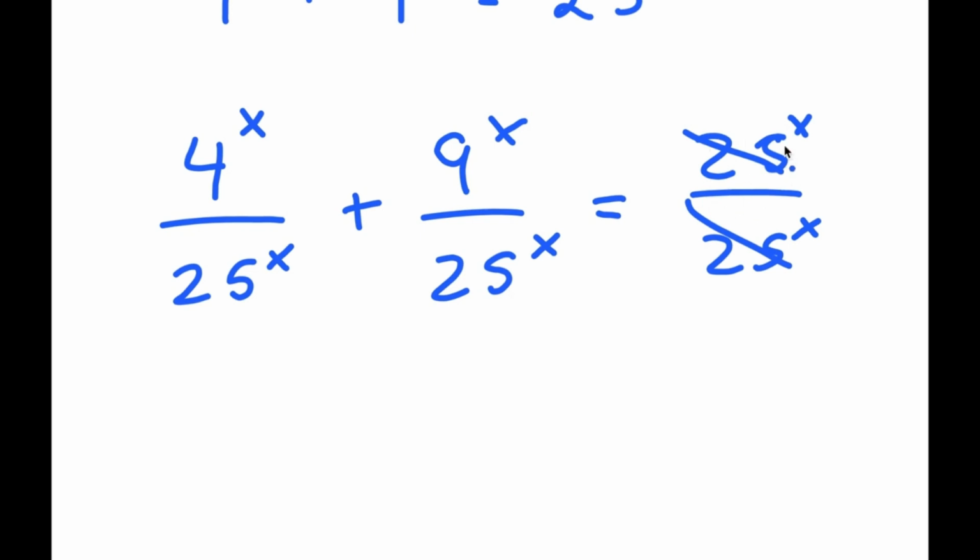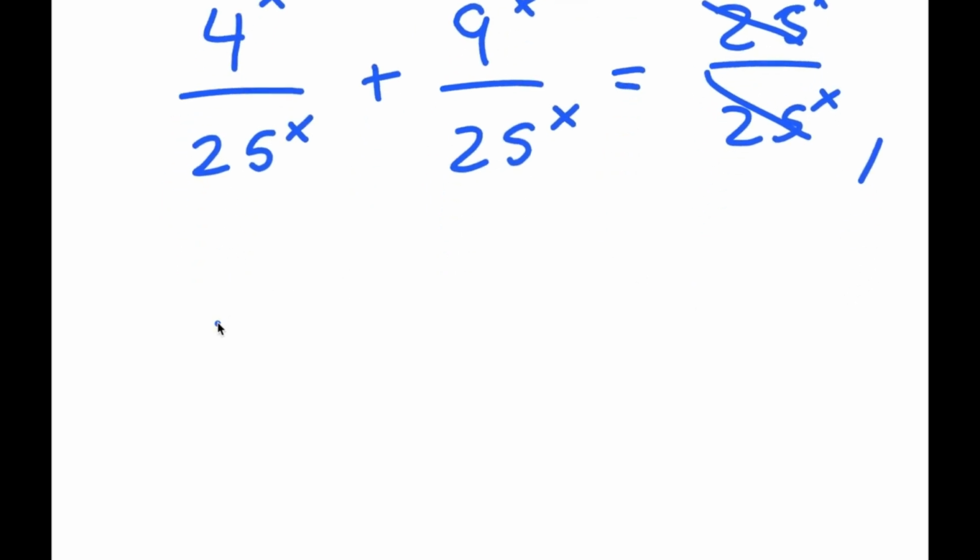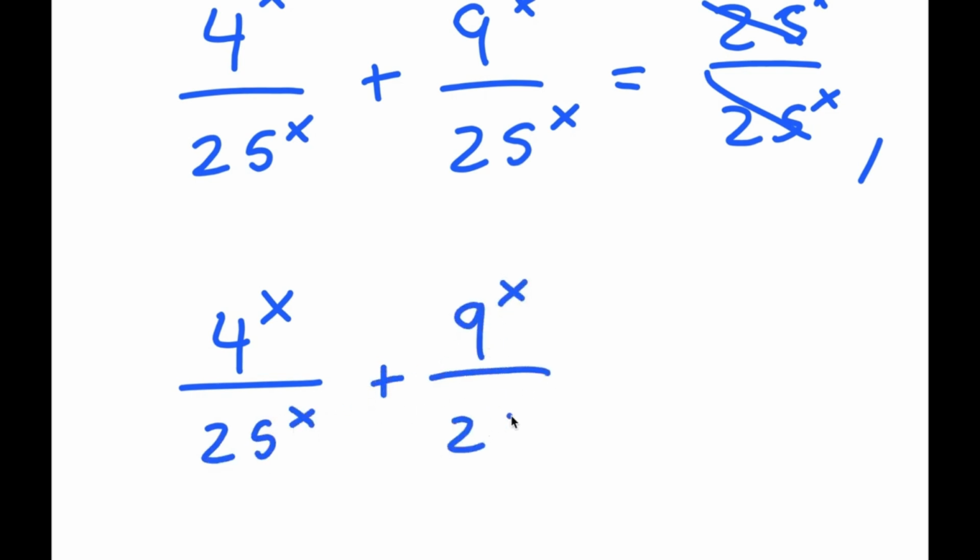Now the 25 and 25 cancel out for 1, so now I have 4 to the power of x over 25 to the power of x plus 9 to the power of x over 25 to the power of x is equal to 1.